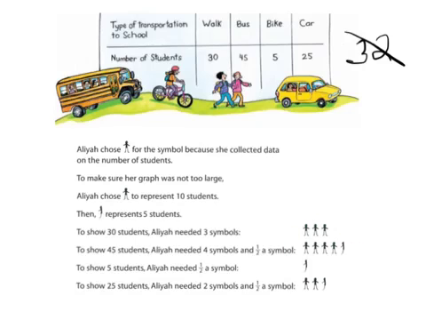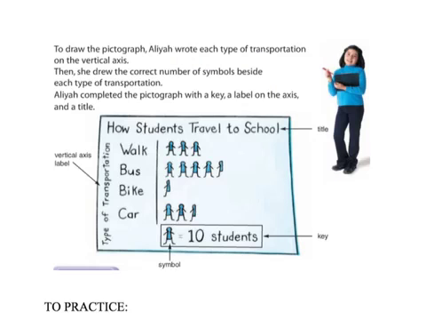Of course, she would need titles and such. Right, so here is what she has actually drawn. To draw the pictograph, she wrote each type of transportation. She has a title for that axis, type of transportation. She has a title for the entire graph, which is extremely important, and actually one that's often forgotten. Without this title, it's very hard to read what the graph is about. So how students travel to school was her information. As specific as you can make that title, the better.